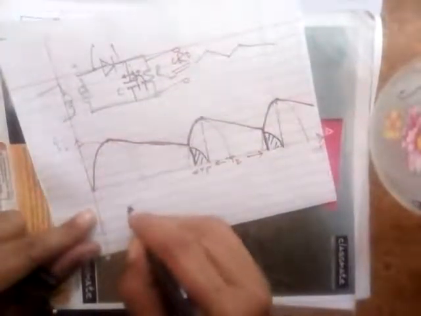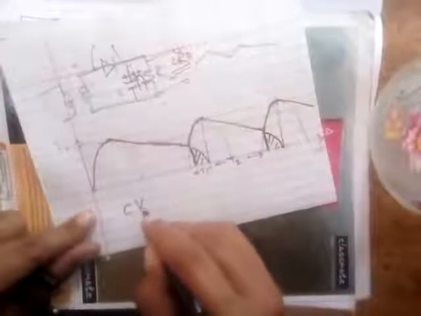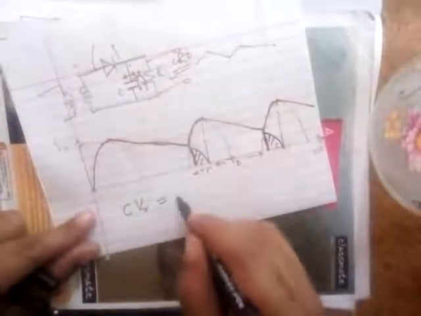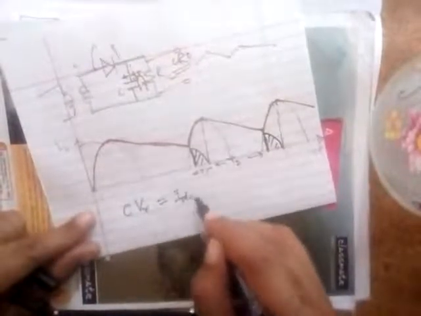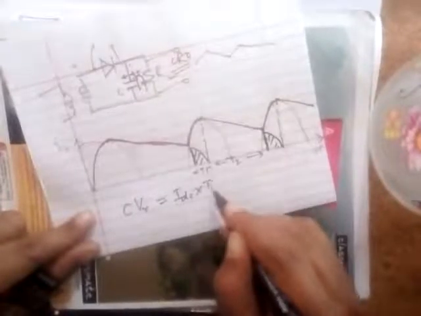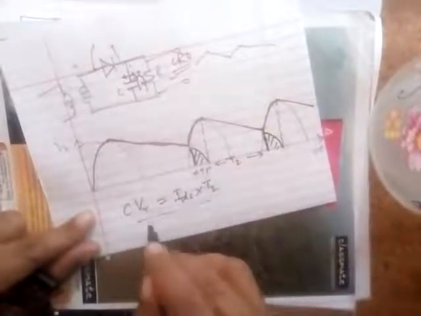It is equal to Q is equal to CV. So it is C into ripple voltage VR. And charge stored will be equal to the charge discharged. So how much charge will be discharged? Can I say it is equal to IDC into T2. With the help of this, you can derive the formula which I told you yesterday.